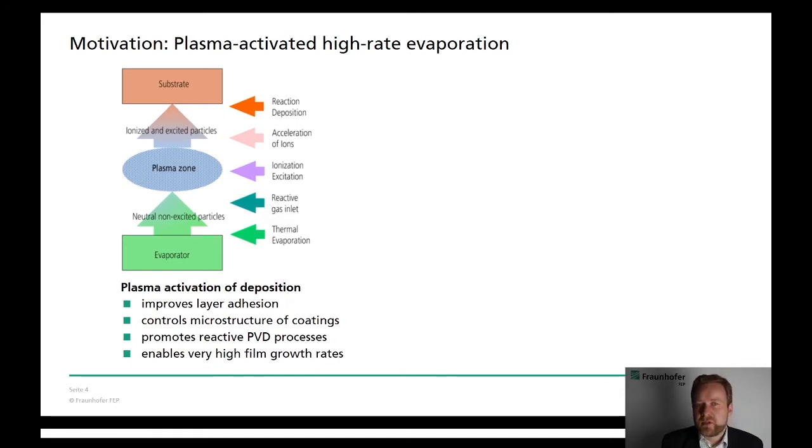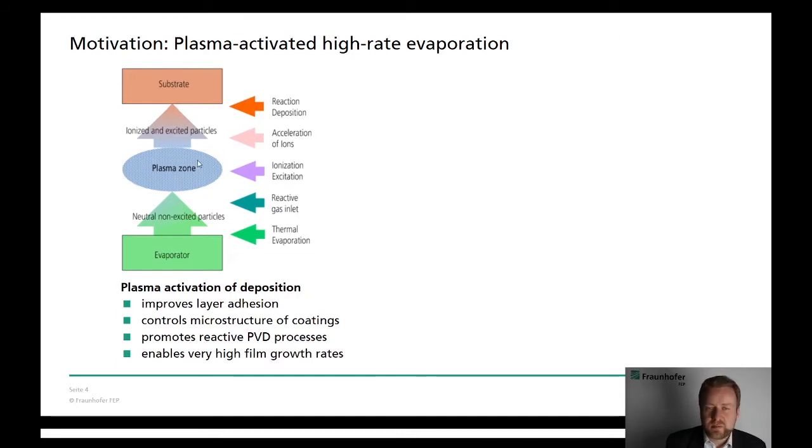The main motivation that we are using LVEB sources is plasma activated high rate evaporation, which is a core competency of Fraunhofer FAP. In general, you are familiar with evaporation, so an evaporator is heated by, for example, an electron beam. So it emits neutral non-excited particles which move upwards to the substrate and condense there, forming a coating. In case of plasma activation, we have a plasma zone between.